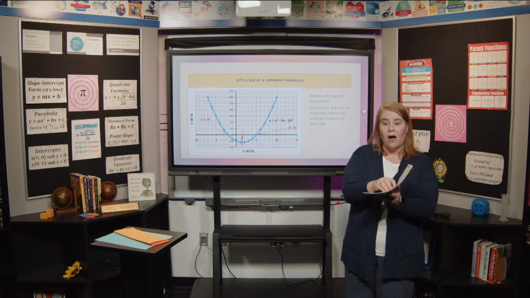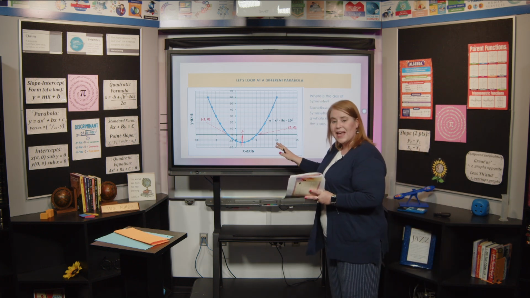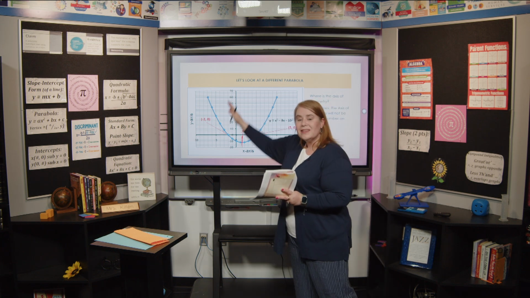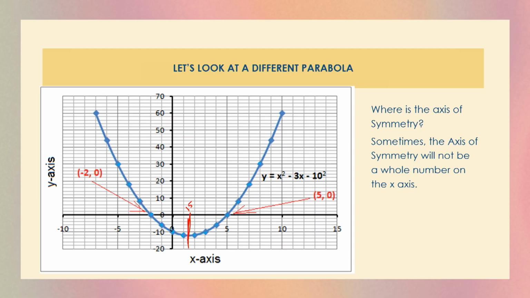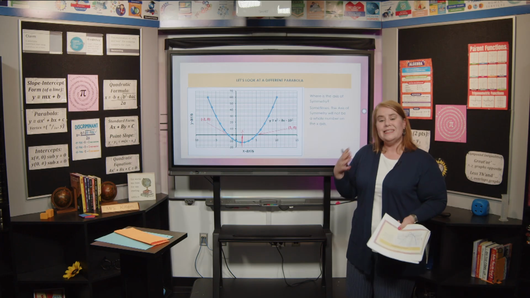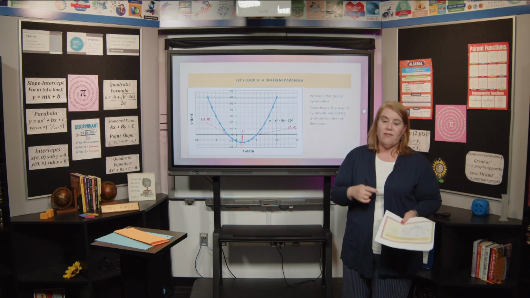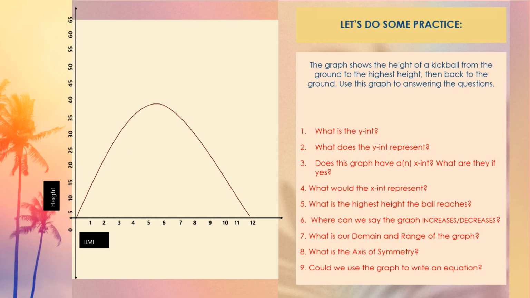They would line up. So everything on the right side would definitely be symmetrical and have symmetry to the left side of that parabola. So then it says sometimes the axis of symmetry will not be a whole number on the x-axis. That's true. It can be a fraction, it can be a decimal. It has to go through that x value of the vertex. All right, so let's look.